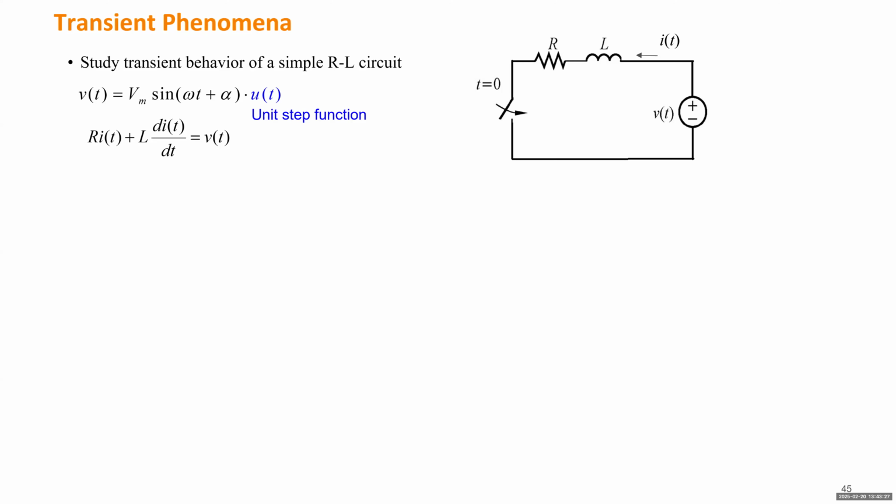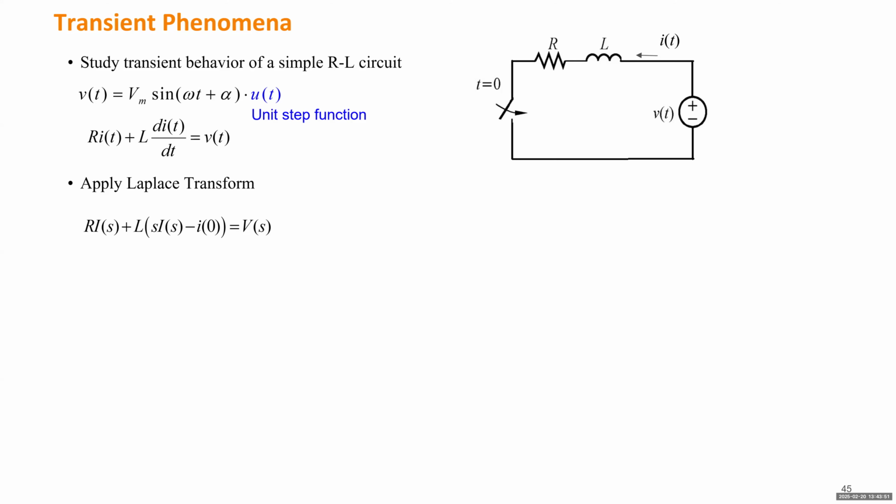So based on the circuit, we can write down this equation based on the Kirchhoff voltage law, because the voltage drop on the resistance plus the voltage induced on the inductance will be equal to the voltage of the source. So this is a first order differential equation. The next step, we want to solve this equation.